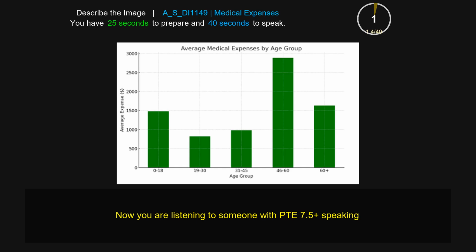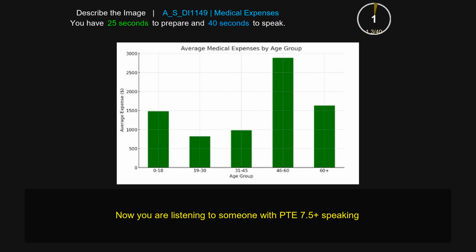The given image is a bar graph which provides the information about the average medical expenses by age group. Its x-axis represents the age group and y-axis represents average expenses in dollars from 0 to 3000. There is the highest expense in the age group of 46 to 60, which is around $2,900, and lowest is in 19 to 30, which is around only $900. Among the age of 0 to 18, there is the expense of $1,500. 31 to 45 have an expense of $1,000. To sum up, it provides the information about the medical expense.